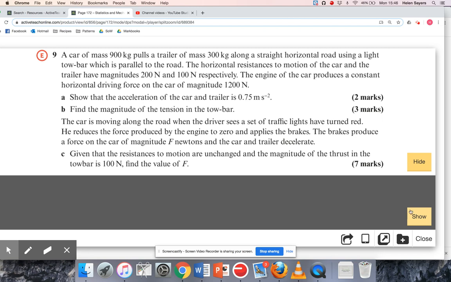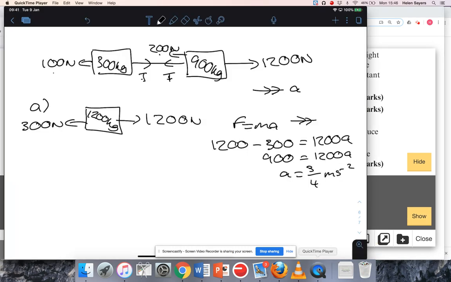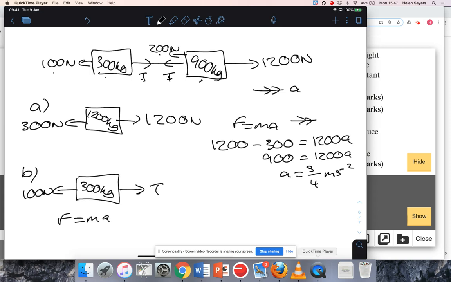Okay, then I want the tension in the tow bar. So I can either look at the trailer or the car. So I'm going to look at the trailer. So that's being pulled along by the tension, and I know the resistive force is 100 newtons, and the mass of the trailer is 300 kilograms. So if I use F equals ma on the trailer, T minus 100, so the force to the right, and we now know the acceleration to the right is 3/4 or 0.75 meters a second squared.